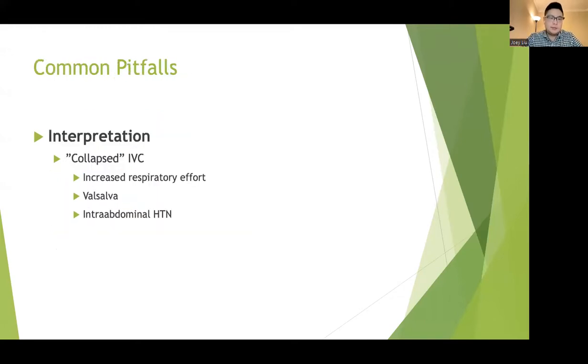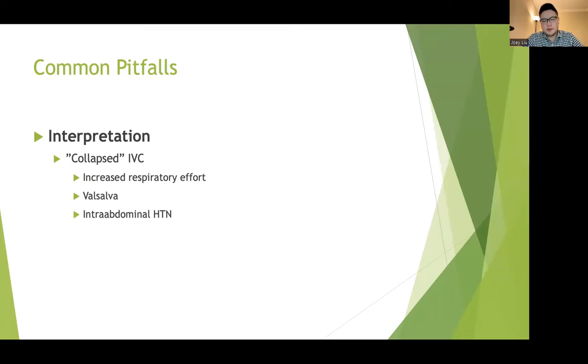So other common pitfalls is really trying to interpret the IVC after you think you have a good measurement. Things that will actually make the IVC smaller than it actually is would be things like having increased respiratory effort. Even as a PGY1, I remember getting IVC measurements. I'll ask the patient, "Hey, do you want to take a deep breath in, take a deep breath out," and then seeing that IVC collapse and distend, I will take measurements from that. That's not technically the correct way to do things, because you will want to measure it with spontaneous, tidal respirations rather than exaggerated inspiratory effort. So the inspiratory effort would artificially collapse your IVC.